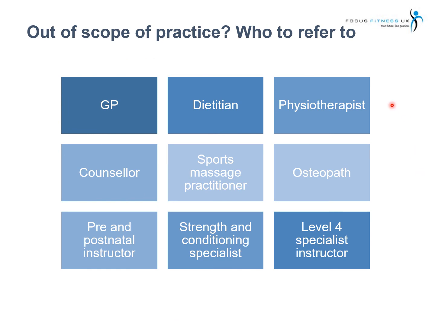If someone is out of your scope of practice, these are a number of places you could look at. Their GP, who can refer to other places. A dietitian for diet issues, a physiotherapist, sports massage practitioner, or osteopath for injuries, a counsellor for mental health issues, pre and postnatal specialists for pregnant women or postnatal exercises, a strength and conditioning specialist for those sorts of goals. There are a number of level 4 specialists in conditions, for example, obesity, diabetes or low back pain.